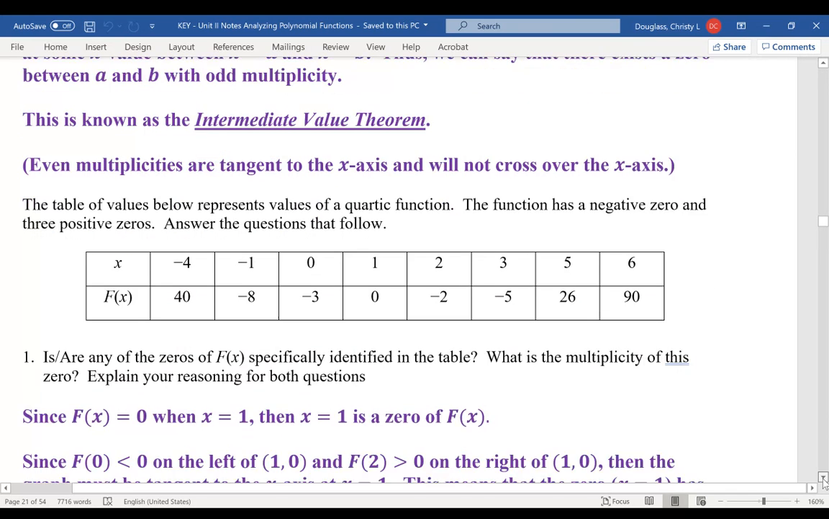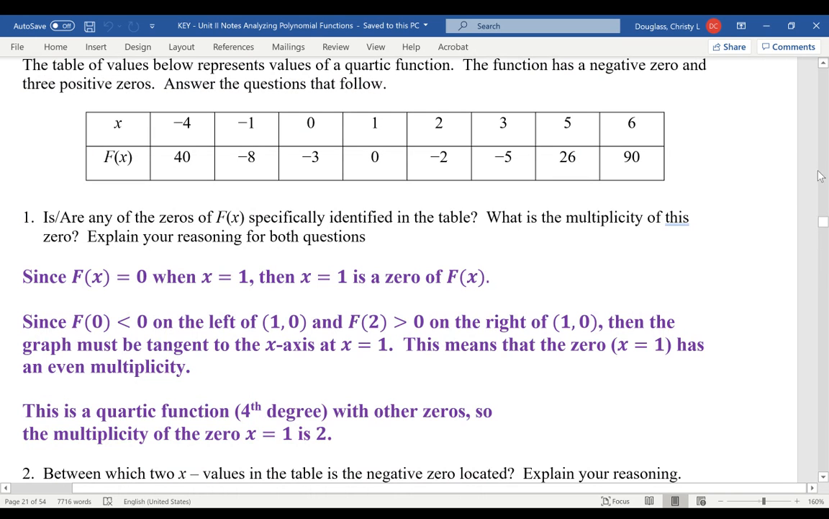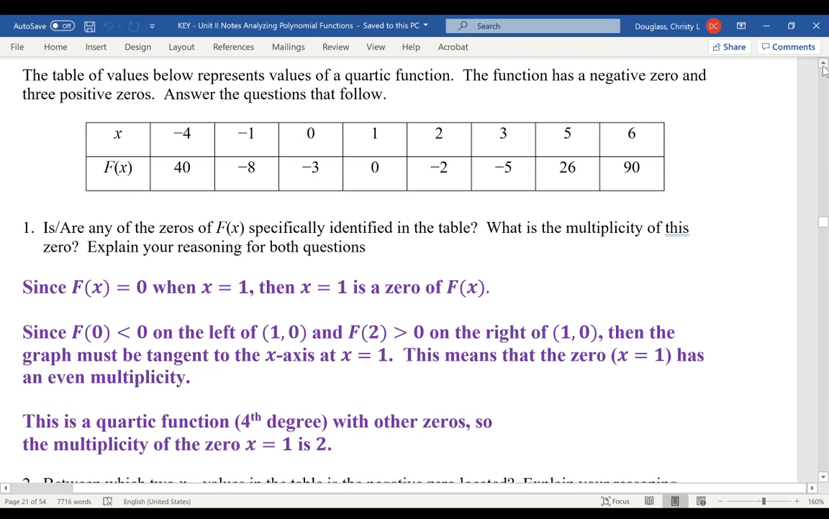Let's look at this next example. The table of values below represents values of a quartic function. Remember, that's an x to the fourth power. That means we could have as many as 4 zeros. The function has a negative 0 and 3 positive zeros. Answer the questions that follow.